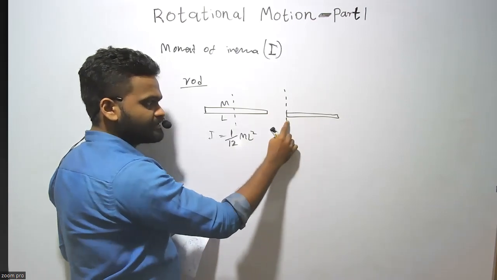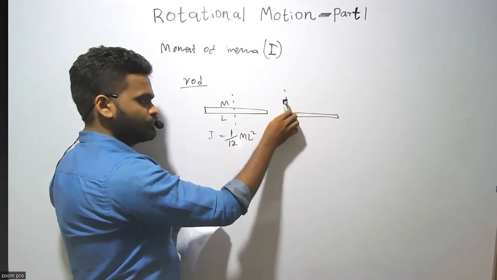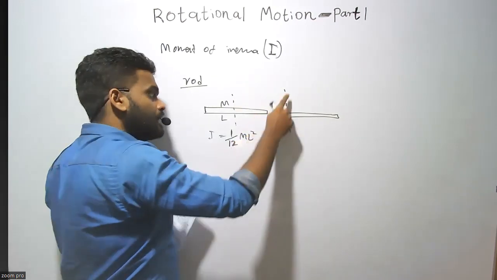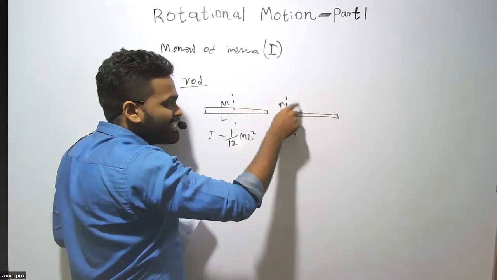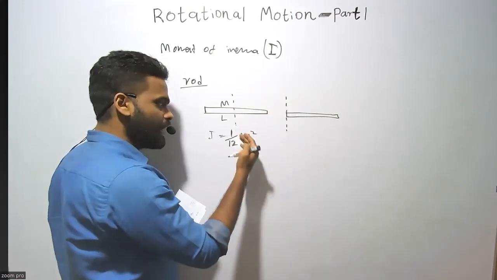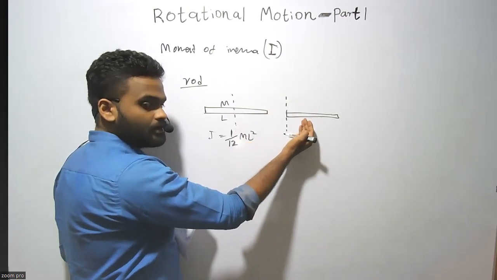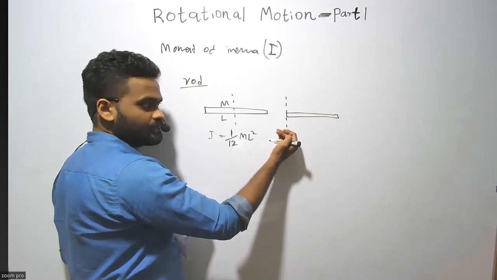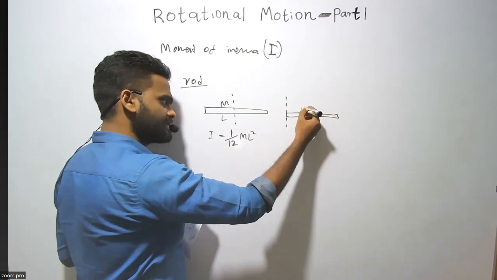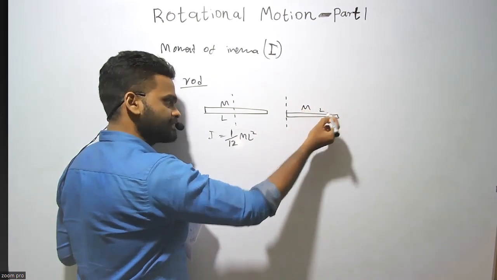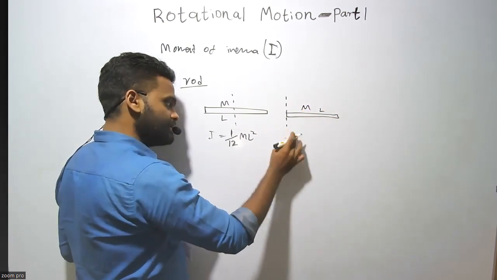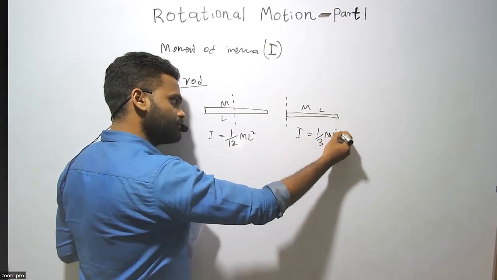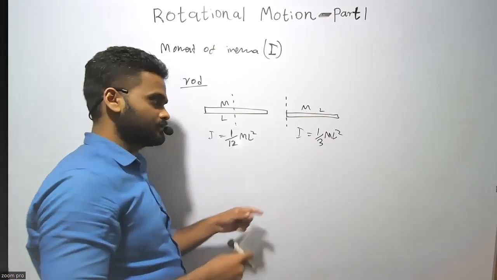Now the rotational axis is at an edge. It could go like this, or it can rotate like this. Rotating this one is a bit harder compared to this. So we have a higher moment of inertia for this one. Same object, right? Mass M and length capital L. In this case, the moment of inertia is 1/3 ML squared. 1/3 ML squared. Got it?